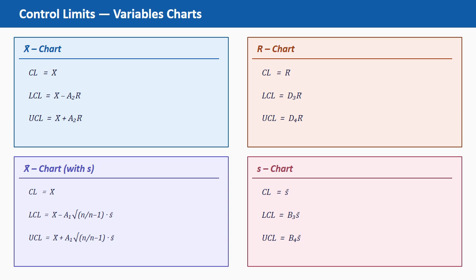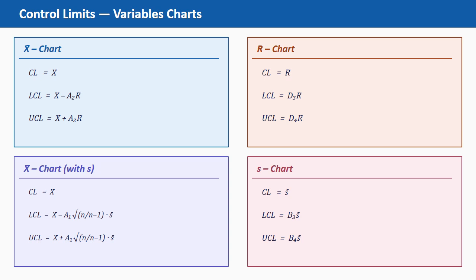The central line, or CL, represents the average, and similarly the upper control limit is denoted as UCL and the lower control limit as LCL. So these limits define the acceptable range of variation in the process. For the X bar chart, the central line is the overall average of the sample means. The upper and the lower limits are calculated using constants and average range. And for the R chart, the central line is the average range and the limits are calculated using constants such as D3 and D4. For the S chart, the central line is the average standard deviation and the limits are calculated using the constants B3 and B4.